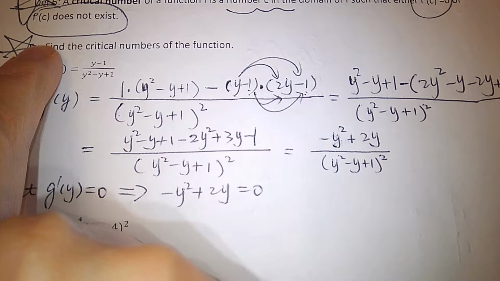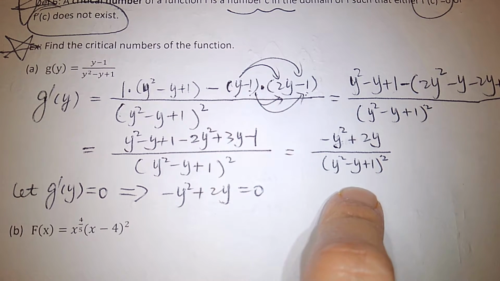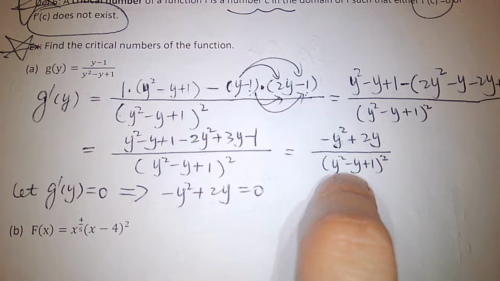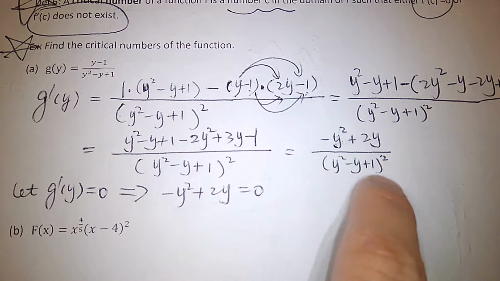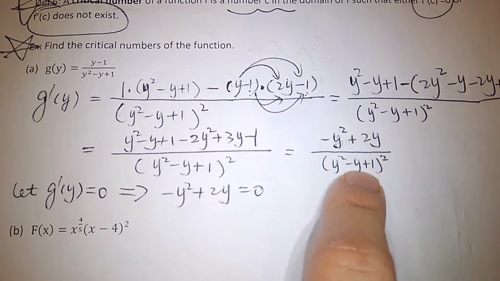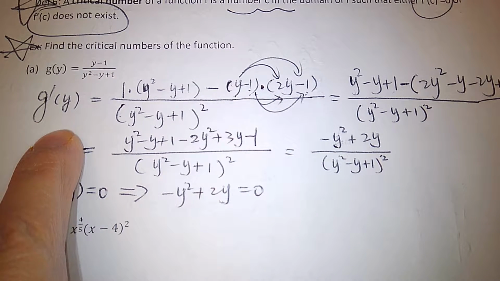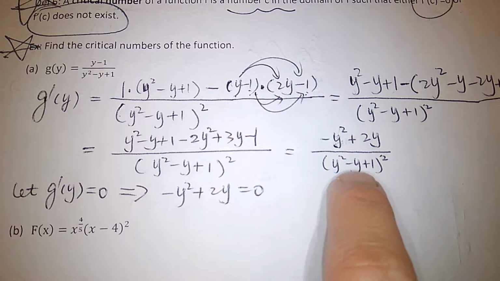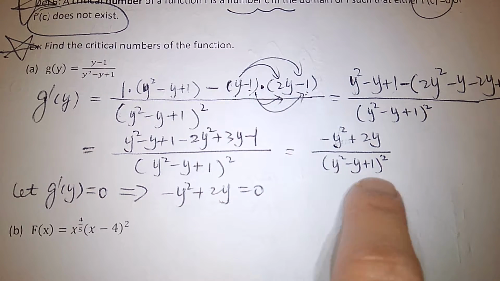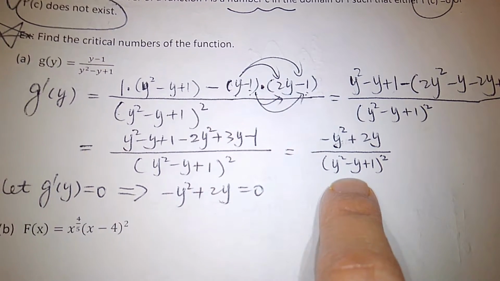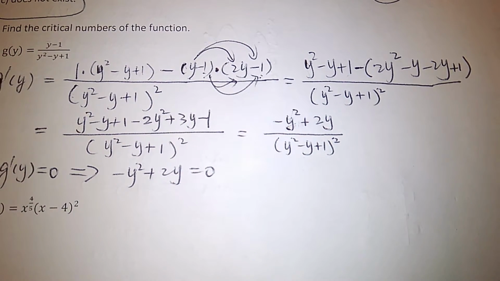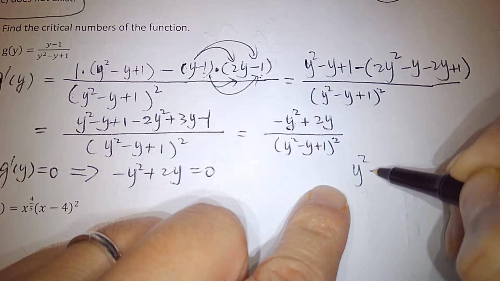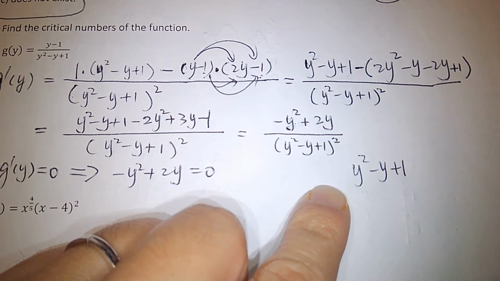What's the other part? Let the derivative not exist. For a fraction, when will the fraction not exist? If the denominator equals 0, this derivative does not exist, right? But let's check the denominator. Will we have a 0 for the denominator? What is the denominator, everyone? It is y squared minus y plus 1 squared, right?